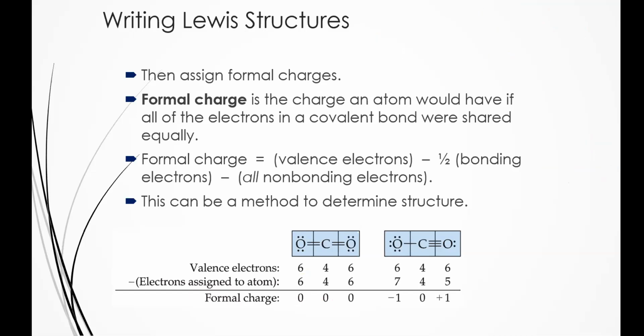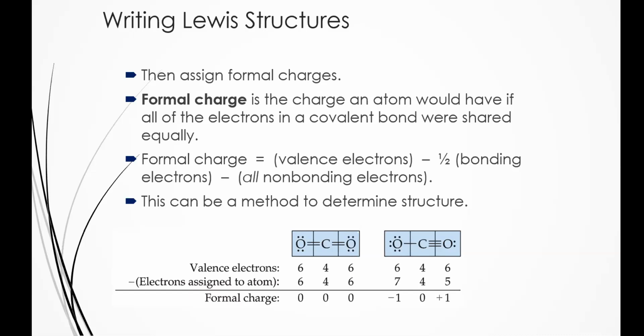Now we're going to compare that with this other alternative structure on the right-hand side. That's carbon dioxide as well. But you can see that instead of having 2 double bonds, we have a triple bond with 1 oxygen and a single bond with the other oxygen. And so we're going to compare this.